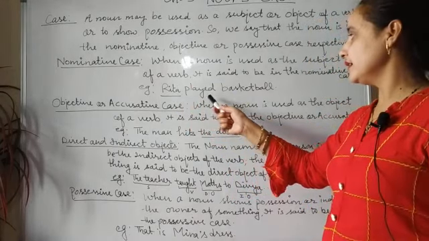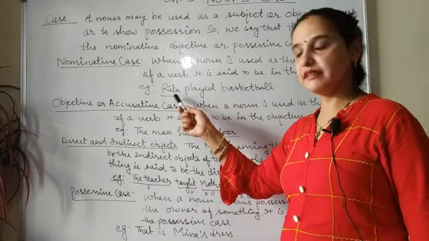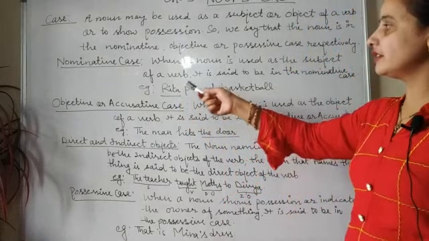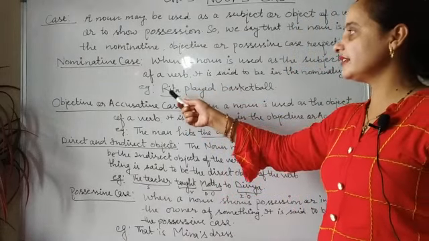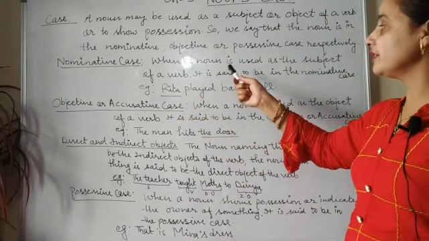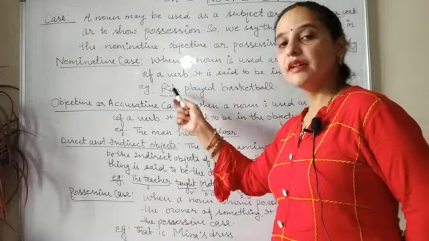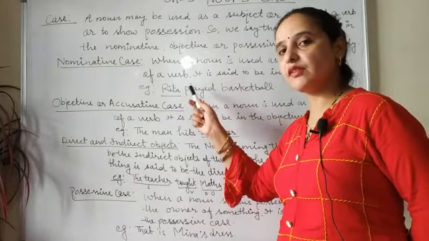Rita played basketball. I have underlined here Rita. Rita is the subject of this verb. So it is the nominative case. In the definition, you see, when a noun is used as the subject of a verb. So Rita is the subject of the verb.